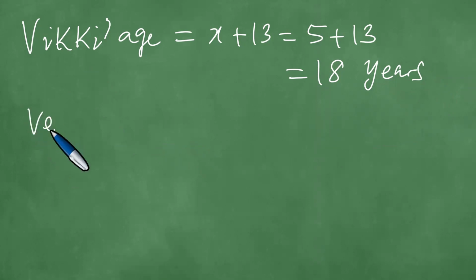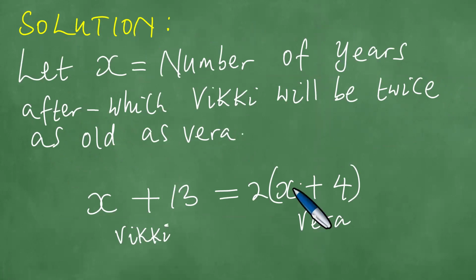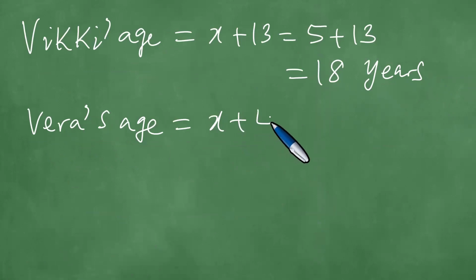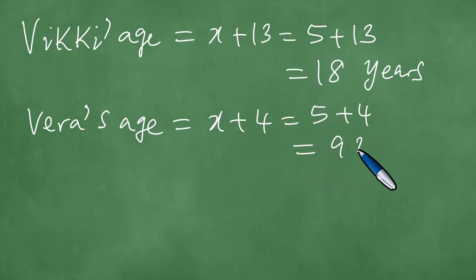And then there is Vera's age. Vera's age is going to be x plus 4, and x is 5, so 5 plus 4 is equal to 9 years. So Vera's age is going to be 9 years, and Vikki's age is going to be 18 years, and this is going to be exactly in 5 years' time.